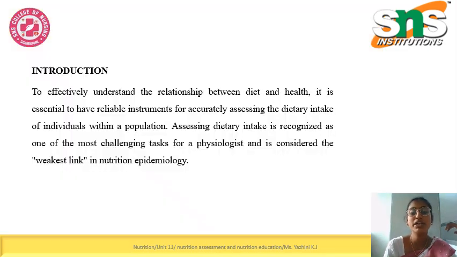In this slide, we will be discussing the foundation of nutritional assessment, how we can truly grasp how diet influences health. We need a reliable tool to measure what people are eating in the population. Assessing dietary intake is not an easy task, and it is one of the toughest jobs for all healthcare professionals. It is often called the weakest link in the nutritional episode.